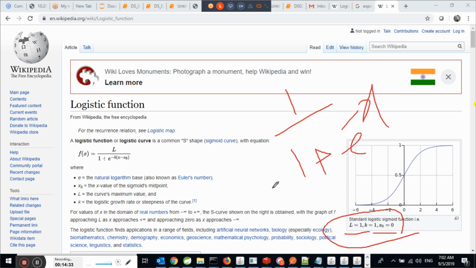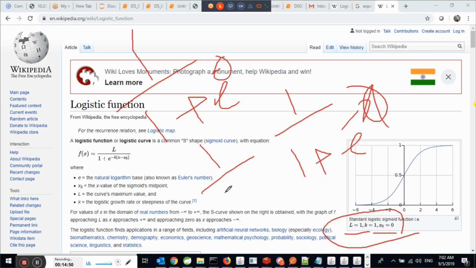Alright. So instead of minus x, I want to put 0 here. The value will become 1 by 1 plus e power minus 0, that means 0. As we know, e power 0 is 1, so the value becomes 1 by 2. What is the meaning of 1 by 2? It is nothing but 0.5.